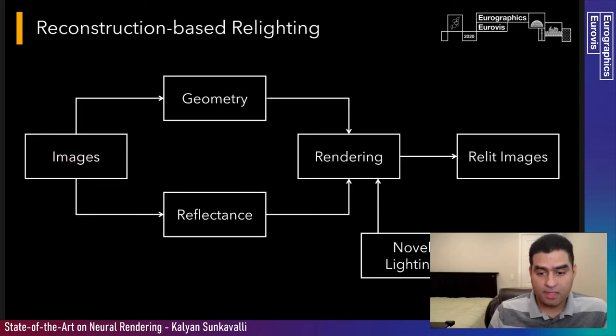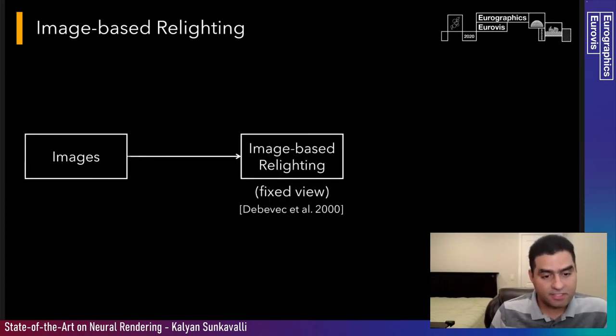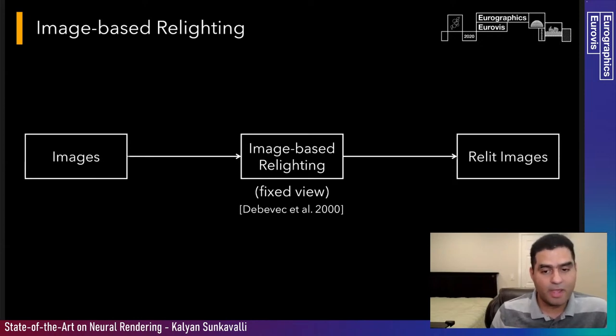So this is, like I said, the classical approach, which explicitly uses reconstructed geometry and reflectance. But there is another approach to relighting in the graphics community, which is that instead of explicitly reconstructing geometry and reflectance, you treat the captured images as just samples of the light transport function of the scene. And if the viewpoint is fixed, then this reduces to the image-based relighting problem, where you take these captured images and combine them in different ways to produce the relit images. And image-based relighting methods can produce really compelling results.